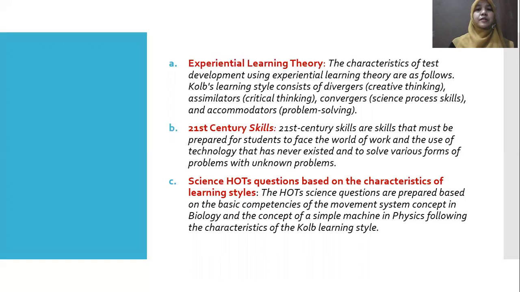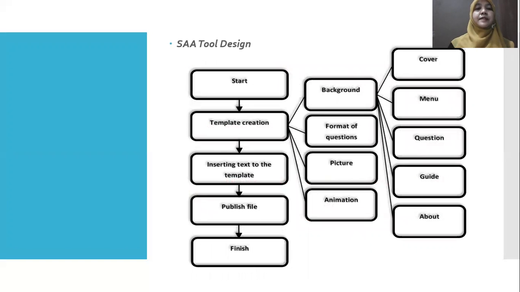And science HOTS questions based on the characteristics of learning styles. The HOTS science questions are prepared based on the basic competencies of the movement system and concepts in biology, and the concept of simple machines in physics, following the characteristics of each learning style. This is the SAA tool design. The first step is start, template creation, including background, format, picture, and animation. We insert text into the template, publish the file using the MIT App Inventor application, and finish.